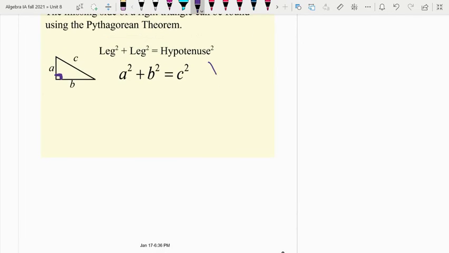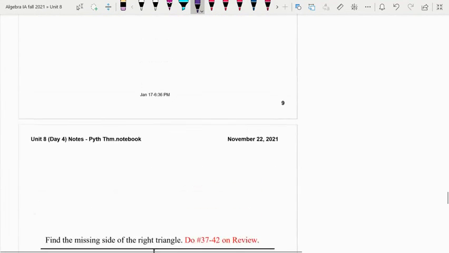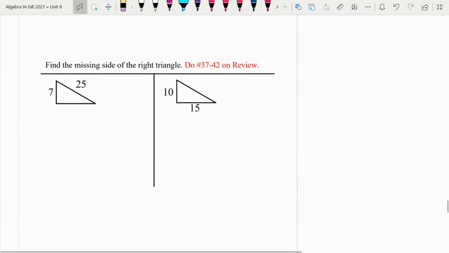And hypotenuse is always opposite the right angle. Meaning the right angle opposite, meaning that side opposite it. All right, so find the missing side of the triangle. So I can say 7 squared, I'm going to make that a b, plus b² equals 25².